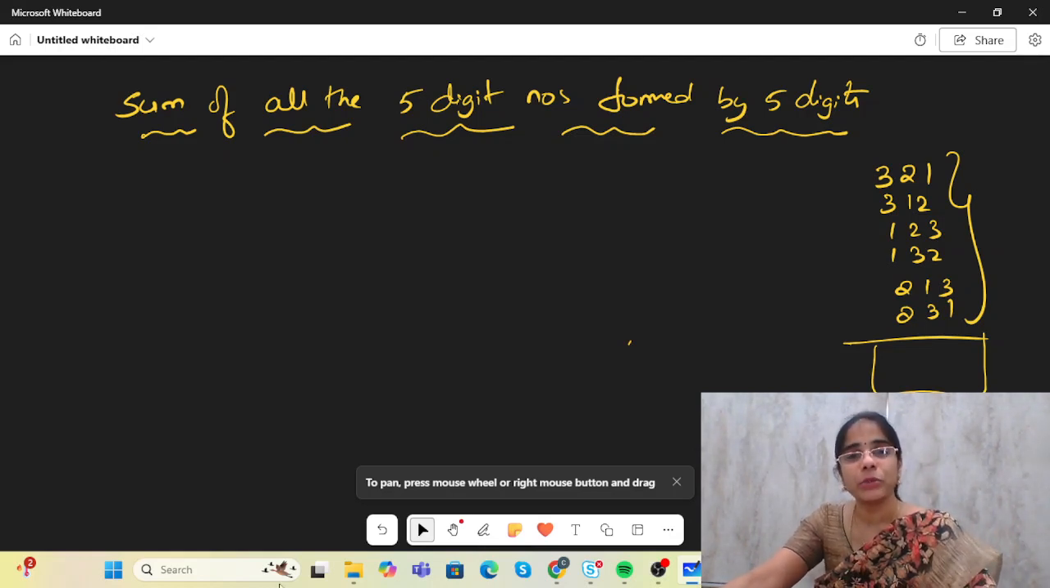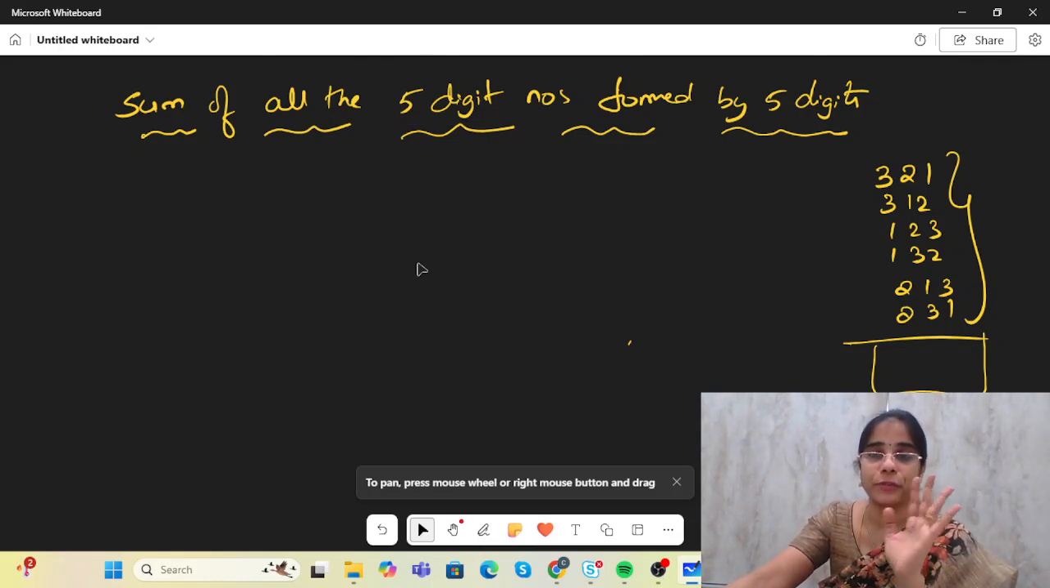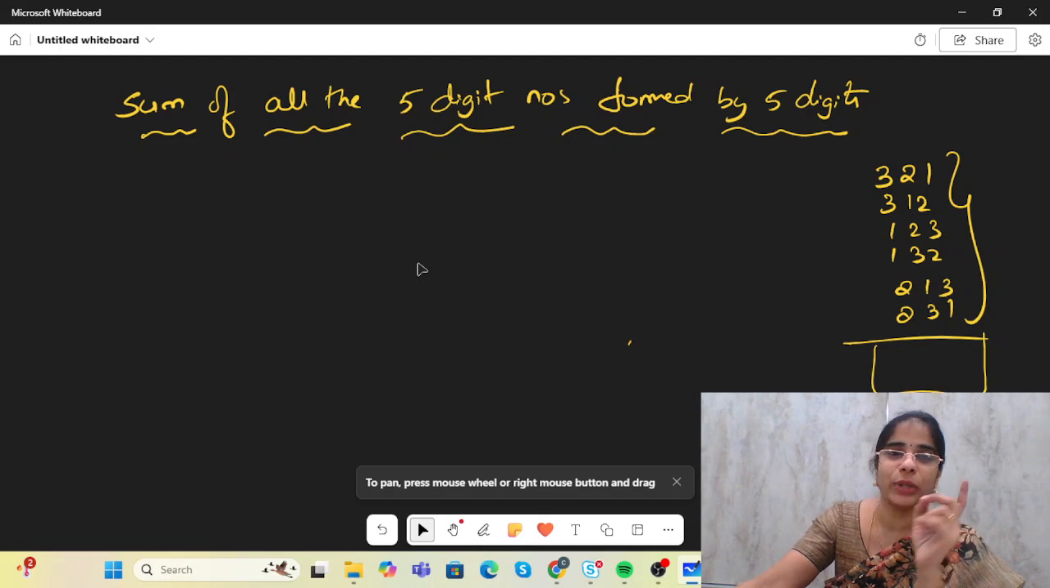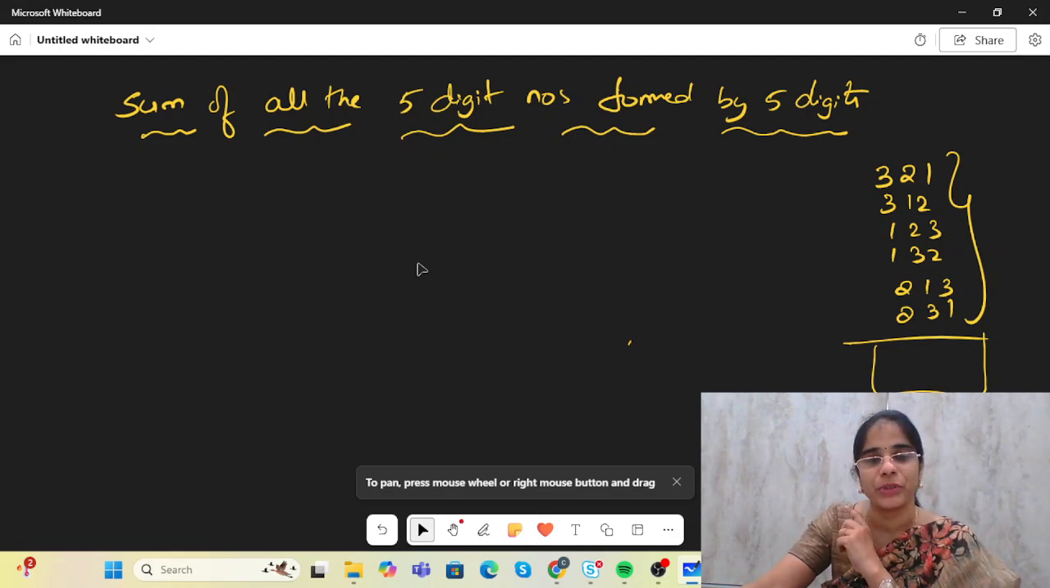Now, when I'm talking about a 5-digit number with 5 digits, obviously, how many numbers will we get? 5 factorial, that is how much? 120 numbers is what we are going to get. And how are we going to add all these 120 and give the answer? For this, we have a simple reasoning behind it in permutations. Let us quickly deep dive into this concept. It is a beautiful concept to understand.